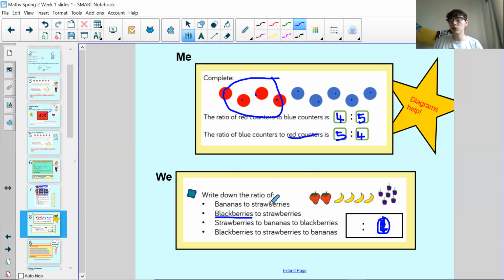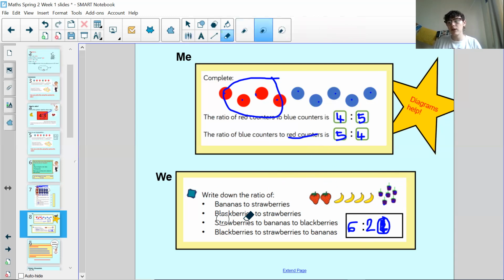Okay, Year 6, well done. So what I hope that you've put down, I hope that you've counted the blackberries. 1, 2, 3, 4, 5, 6 blackberries. So I'm going to put my 6 in here. And then as we know, we've got 2 strawberries. So it's 6 to 2. Okay, so well done if that's what you got.